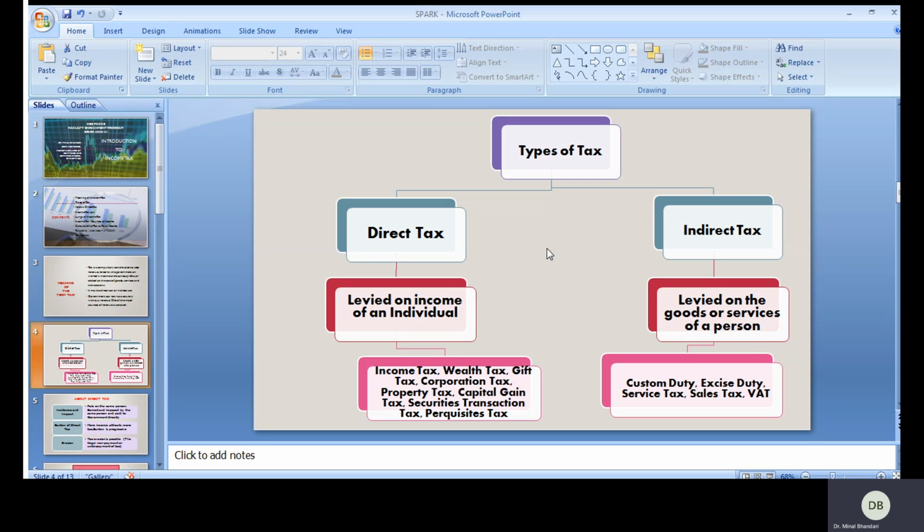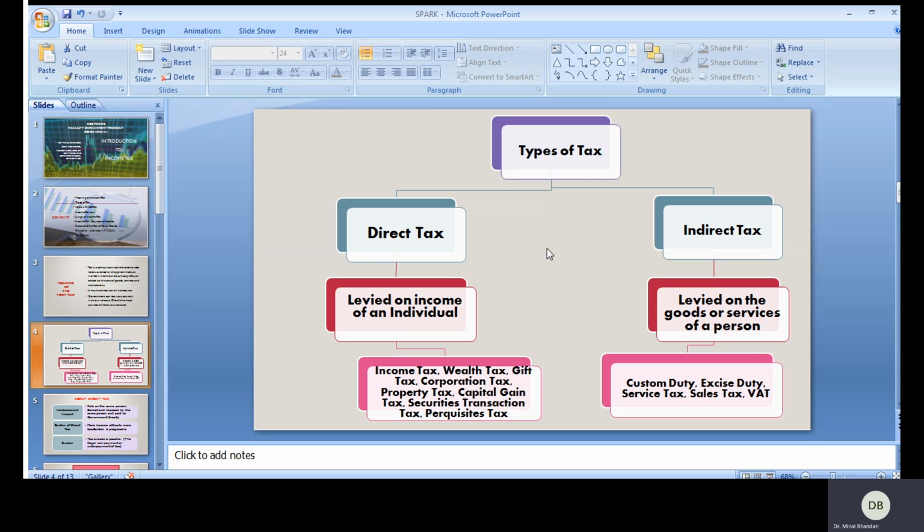First is the person who is earning something in the form of business, in the form of profession, in the form of rent from house property, in the form of selling and purchasing of shares or debentures, or even lotteries and all those things. Whatever we are earning, we have to pay tax directly to the government. That is the beauty of direct tax.